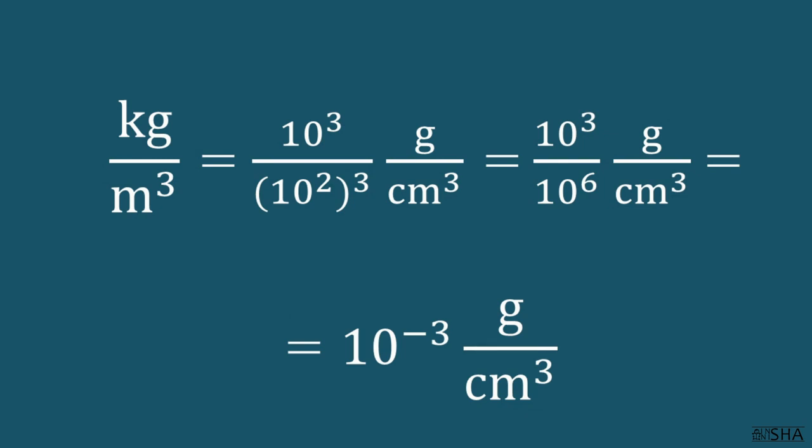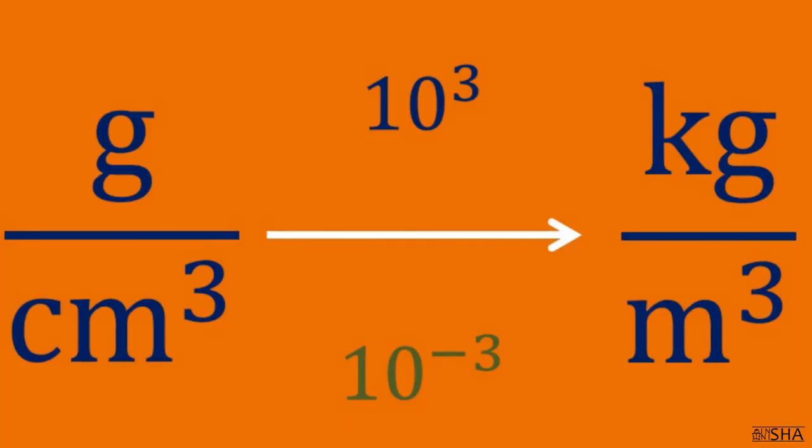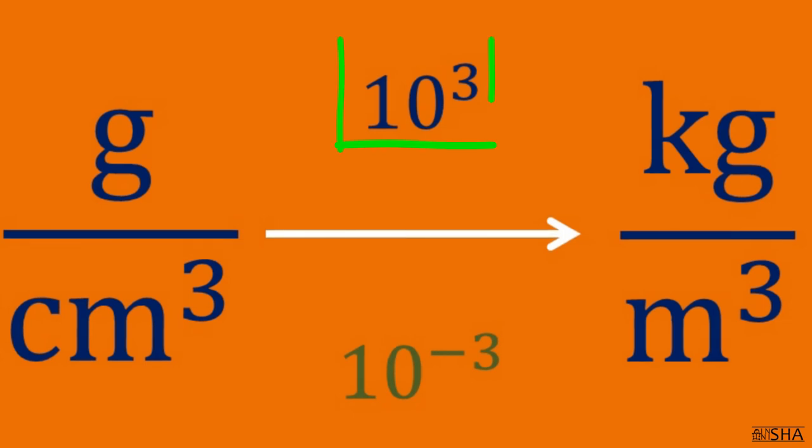That's all, now try to convert by yourself. Remember, when you convert to kilograms per cubic meter, that is to the SI system, you multiply by 10 to the third power. And when you need to convert to grams per cubic centimeter, multiply by 10 to the negative third power.